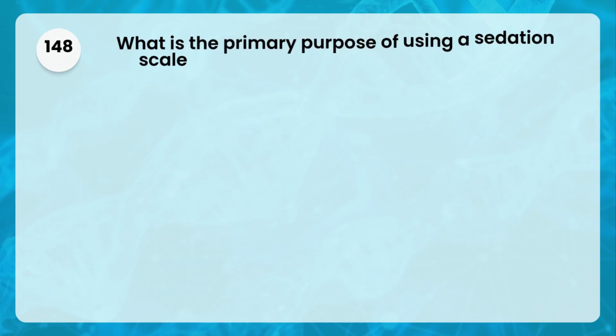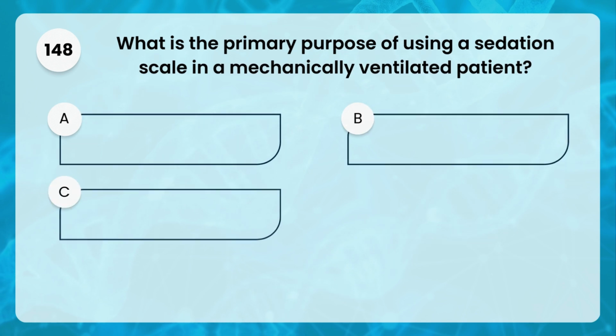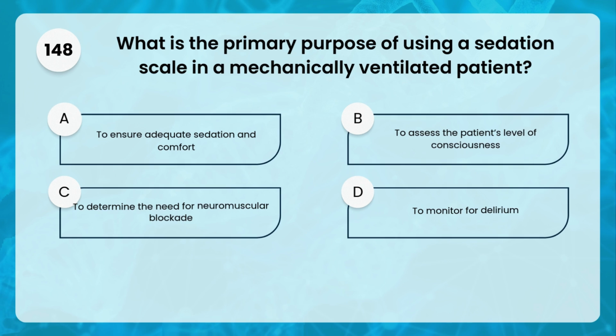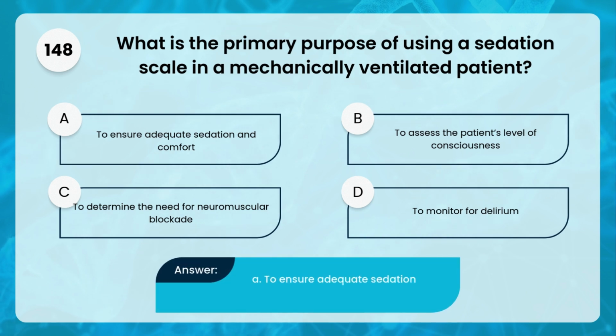Number 148. What is the primary purpose of using a sedation scale in a mechanically ventilated patient? A. To ensure adequate sedation and comfort. B. To assess the patient's level of consciousness. C. To determine the need for neuromuscular blockade. Or D. To monitor for delirium. The answer is A. To ensure adequate sedation and comfort.